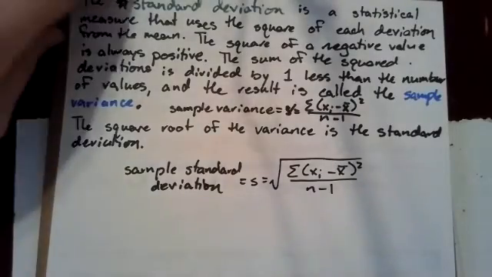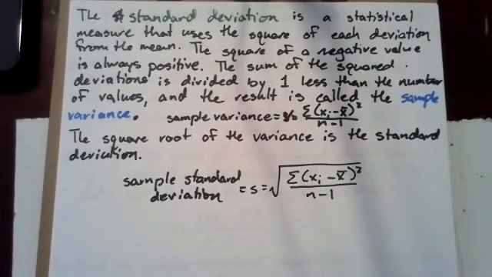The standard deviation is a statistical measure that uses the square of each deviation from the mean. The square of a negative value is always positive. The sum of the squared deviations is divided by one less than the number of values, and the result is called the sample variance. Sample variance V equals the sum of xi minus x bar quantity squared, all over n minus 1. The square root of the variance is the standard deviation.